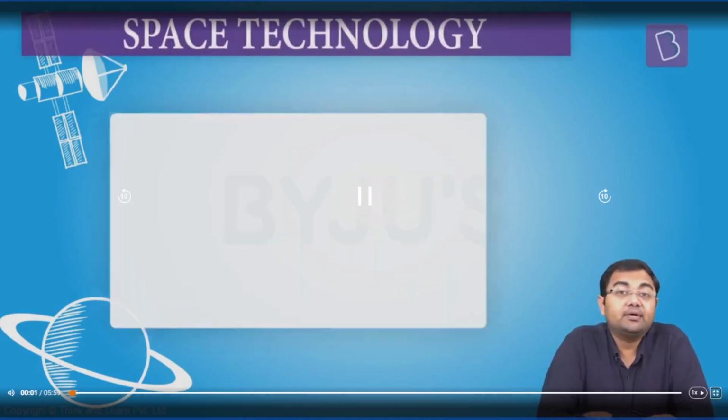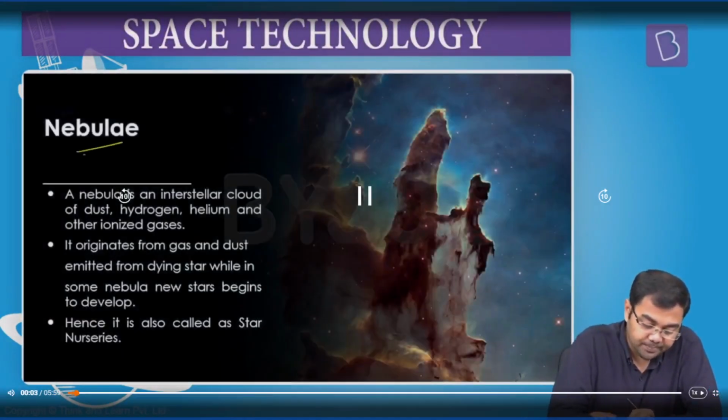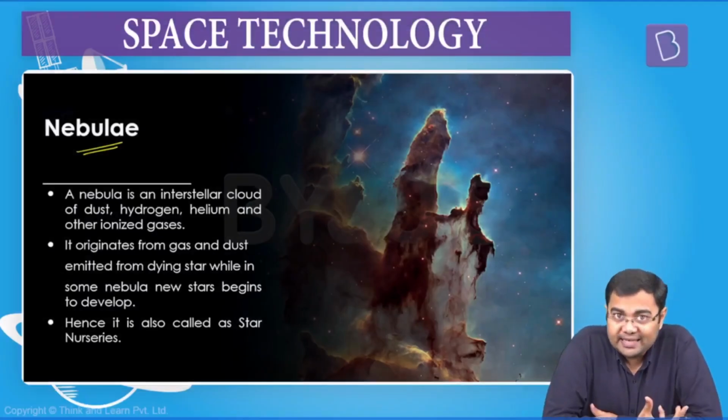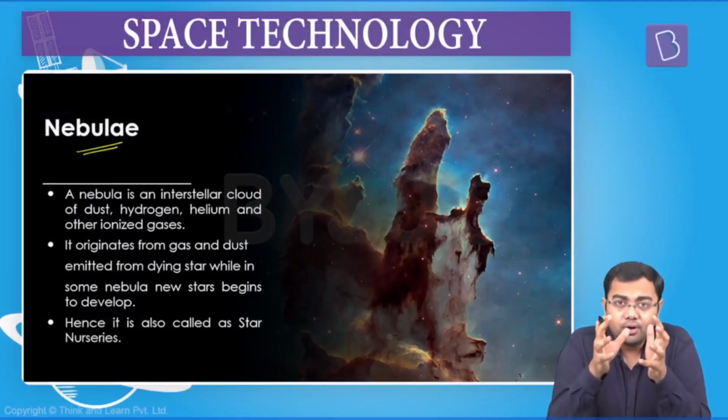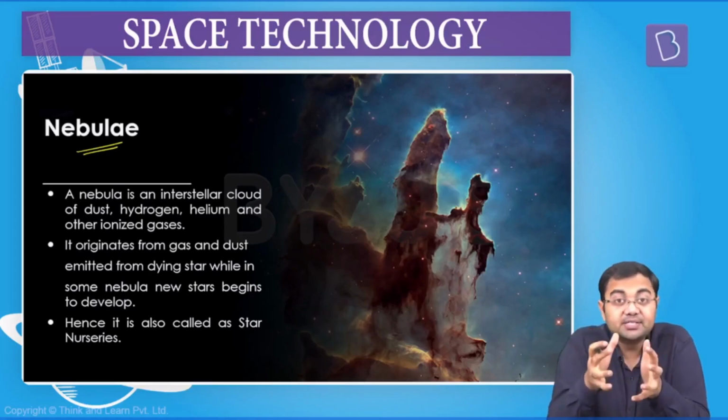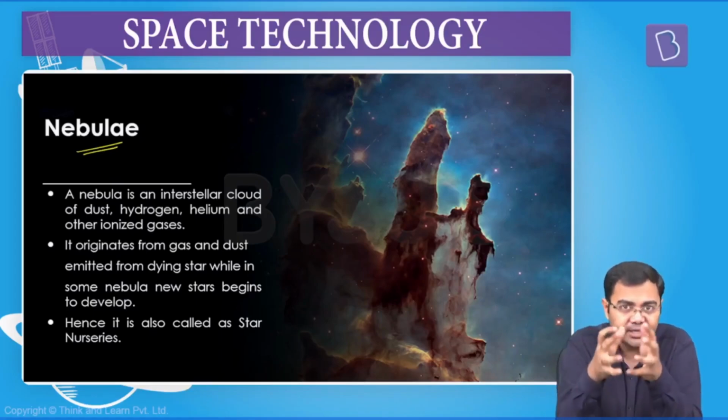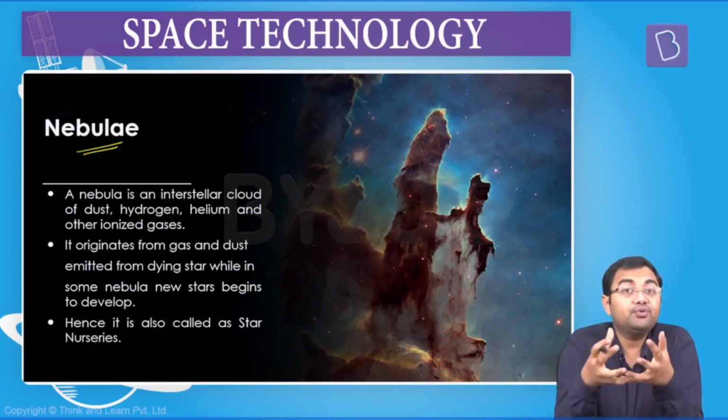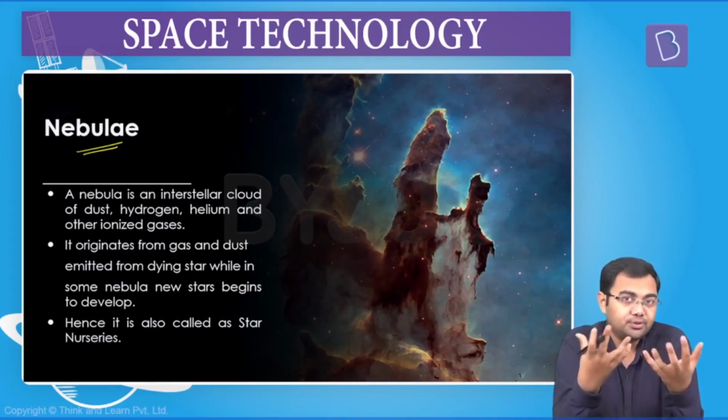The next concept that we have is nebula. Now, nebula are celestial bodies which are more of dust and gases. A cluster of dust and gas which have come together has formed a cluster from where there is a possibility of formation of a star.